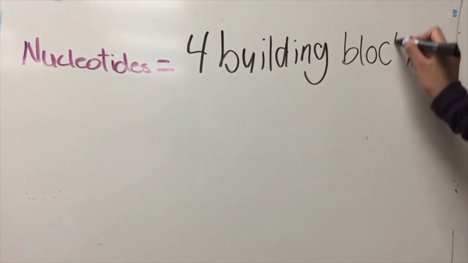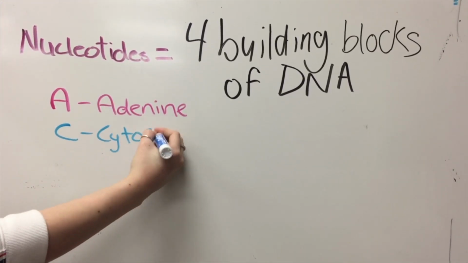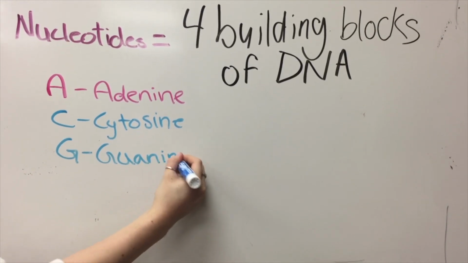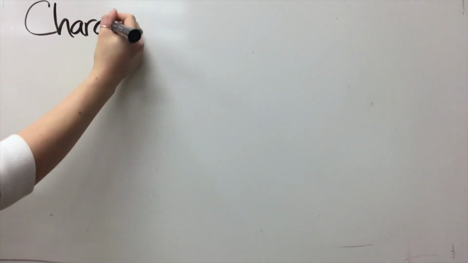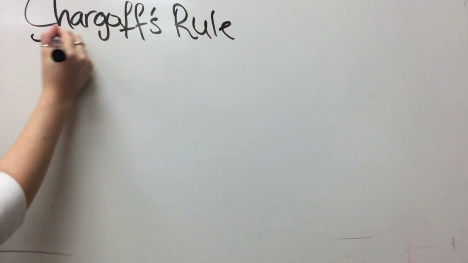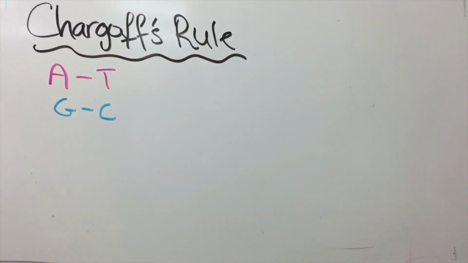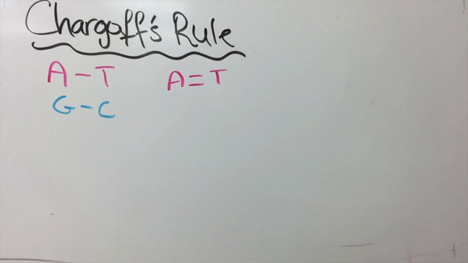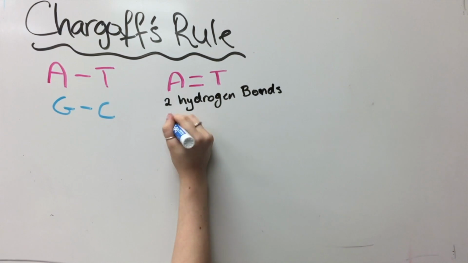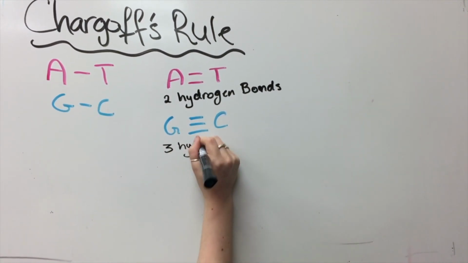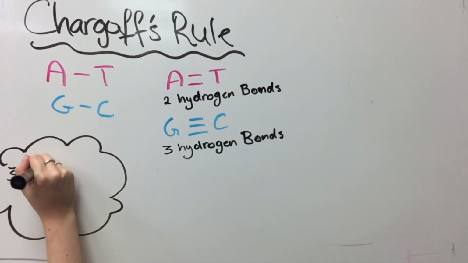Nitrogenous bases are nucleotides. Nucleotides are the four building blocks of DNA. These four building blocks are adenine, cytosine, guanine, and thymine. According to Chargaff's rules, adenine is paired with thymine, and guanine is paired with cytosine. These base pairs are joined by hydrogen bonds. Thymine and adenine have 2 hydrogen bonds, and guanine and cytosine have 3 hydrogen bonds. And in total, there are 3 billion bases in human DNA.